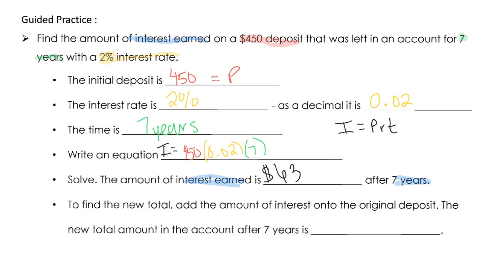Now, if you want to figure out how much money you have in your account or your new total, you add interest to the original deposit. So we would do 450 plus 63. So 450 plus 63 is going to be our answer here. So the new total amount in the account after 7 years is $513. Hopefully you got it. 513. All right, so let's do a couple more.